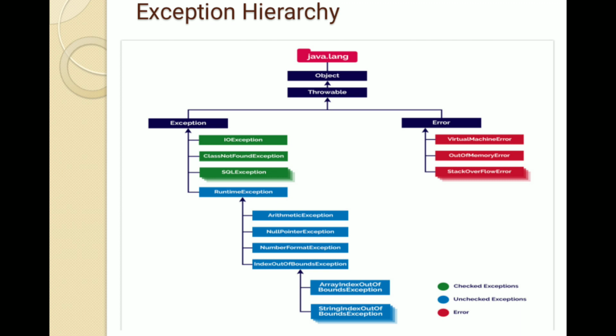For all the exception classes, the Throwable class is the main class, and under the Throwable class there are 2 different types of classes: the Exception class and the Error class. In the Exception class, there are 2 types of exceptions: checked exceptions and unchecked exceptions. Checked exceptions are the compile time exceptions.